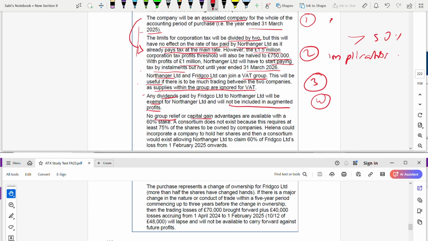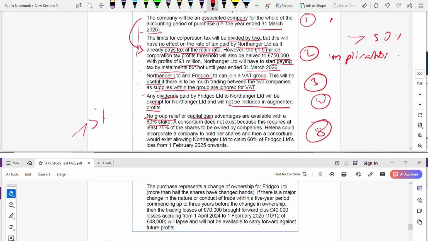But in this case, you have to say whether the group relief is available or not, and whether the capital gain advantages are available or not. In this case, there is no group relief or capital gain advantages available with a 60% stake. You should have a 75% group for you to have the relief. So this is point number 5.